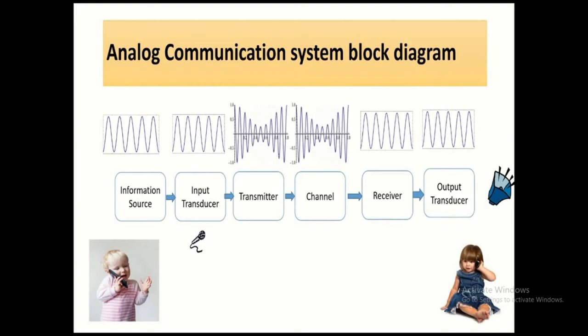In previous classes we studied the analog communication system block, where both the message signal and the carrier are analog in nature. This is the block diagram for the analog communication system, which consists of an information source, an input transducer, meaning a microphone, a transmitter, where modulation takes place, a channel, then a receiver, and an output transducer at the receiver side.